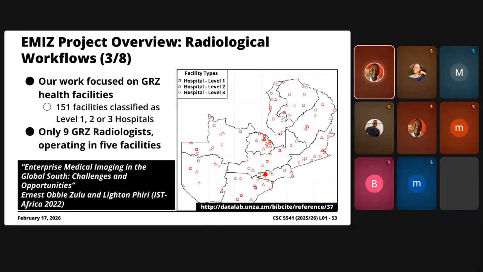All right. We started off really by explicitly indicating our focus areas. Our work focuses on health facilities where we know there will be modalities, these machines that are used to generate medical images. And so we discovered that this is typically associated with level 1, level 2, and level 3 hospitals.